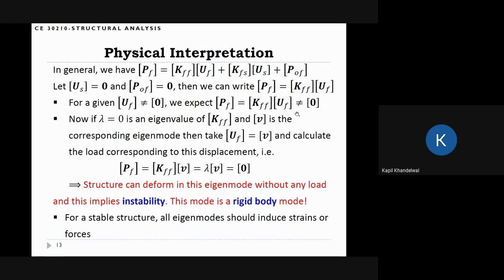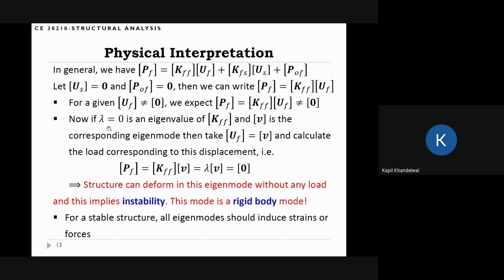Let me repeat myself. If you're trying to displace the structure in some mode, you expect that the corresponding load is not 0. It means that whenever you want to displace the structure, you have to apply some load, and this idea is reflected in stability. Actually, we can interpret the eigenvectors also if we think in this way. Let me give you an idea how to think about eigenvectors. Now let's suppose that KFF is given and lambda equal to 0 is one of the eigenvalues of KFF.